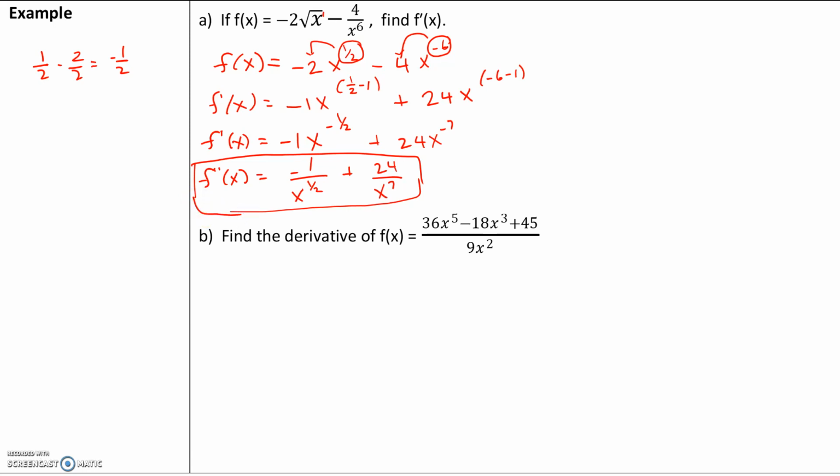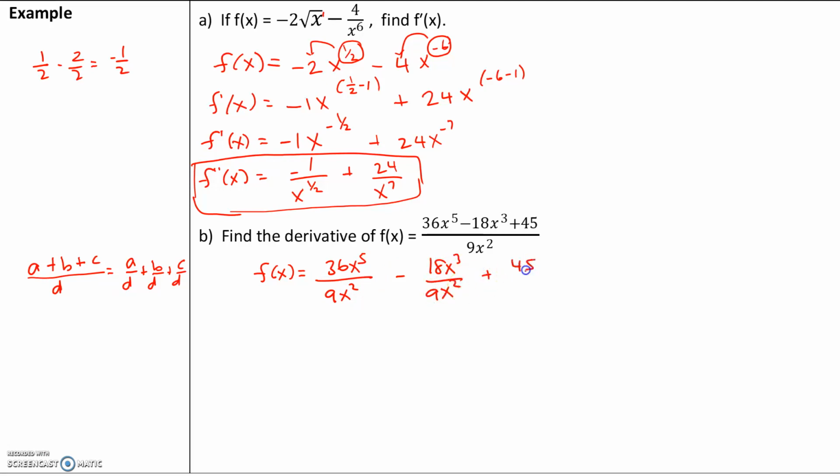Next, before we find the derivative, there's a property from back in the day that says that if you have multiple terms being divided by a monomial, which means it's only one term, then we can write this as a over d plus b over d plus c over d. It's a quick recap. So first we're going to rewrite f of x as 36x to the 5th over 9x squared minus 18x cubed over 9x squared plus 45 over 9x squared.